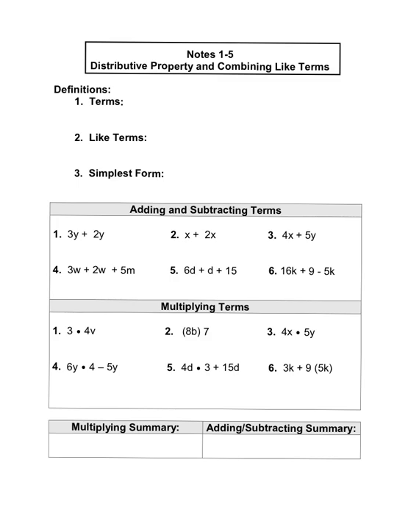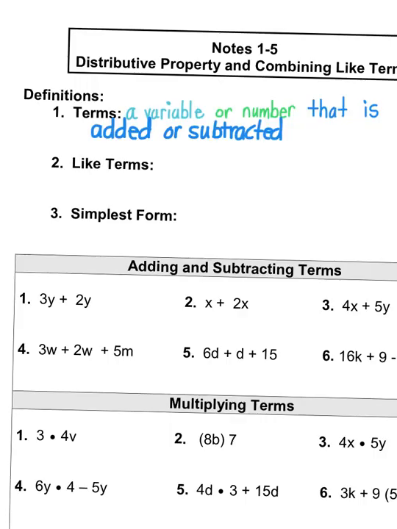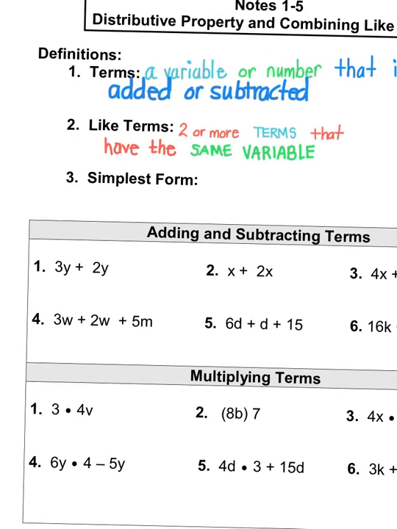Today we're going to be discussing the distributive property and combining like terms. We'll start with some definitions. A term is a variable or a number that is added or subtracted. Like terms are two or more terms that have the same variable. You'll find later they must have the same power and the same variable to be like terms.